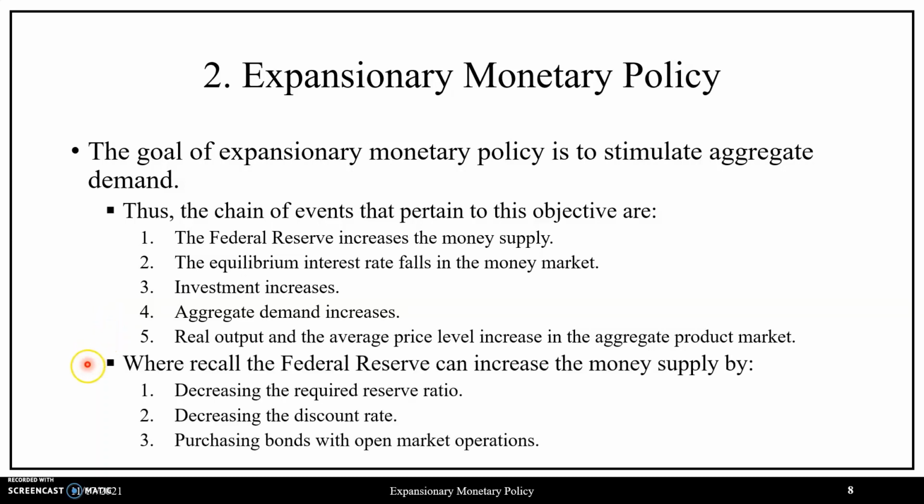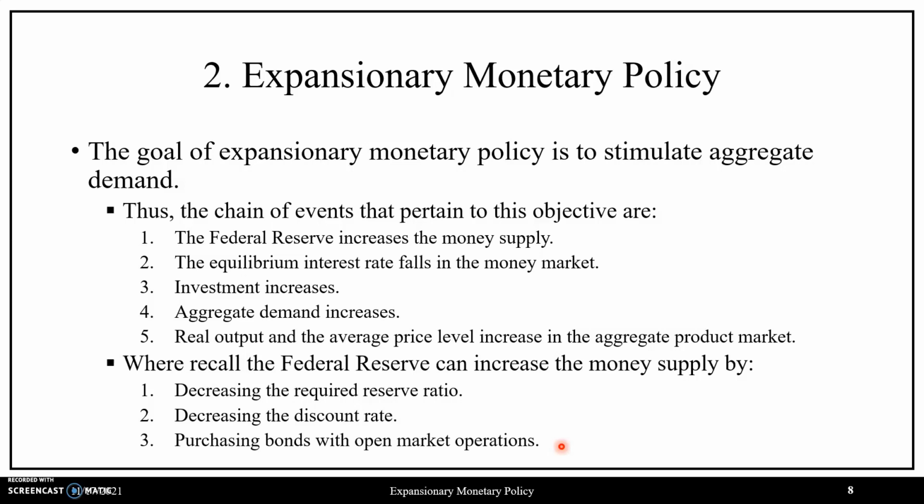In terms of how the Federal Reserve can increase the money supply, recall that among their three tools, they can decrease the required reserve ratio, which will increase excess reserves and increase the money multiplier, which then has the effect of increasing the lending capacity of the banking system. Or they could choose to decrease the discount rate. With a lower discount rate, this incentivizes banks to borrow from the Federal Reserve. Should they go through with borrowing from the Federal Reserve, then bank reserves increase, which then expands the lending capacity of the banking system. Or lastly, the Federal Reserve could purchase bonds in terms of open market operations.